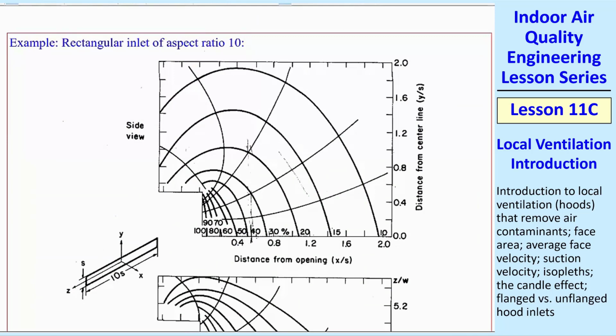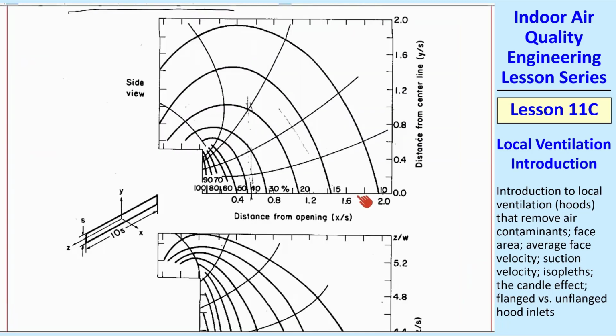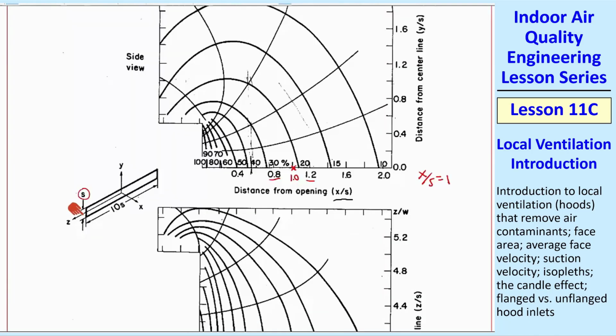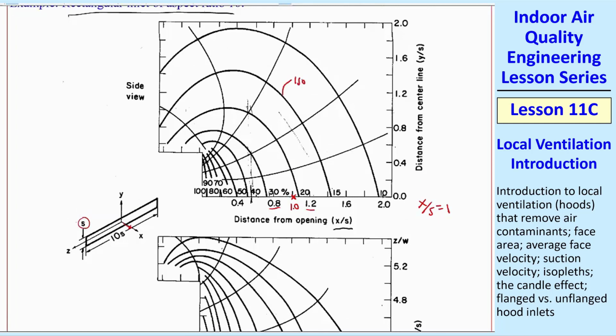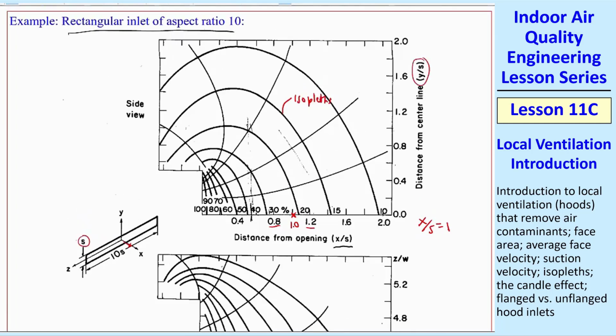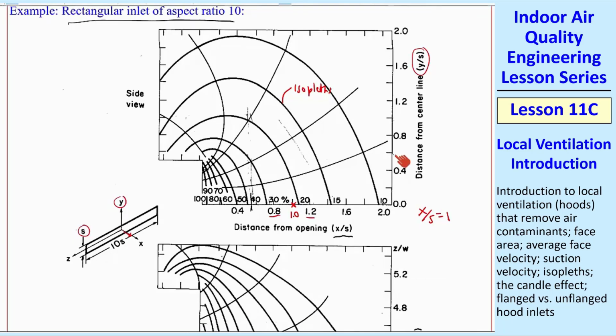I have these isopleths plotted for this rectangular aspect ratio 10 inlet that we're talking about. The horizontal axis here is x over s. And so when you're at x over s equal 1, this is s. We're one of those distances away from the center line, so we're right there. The isopleths are these curves. The vertical axis is y over s, so that's this dimension. So here you can see when y over s is a half, you're half of an s away, a half a slot height because everything's symmetric.